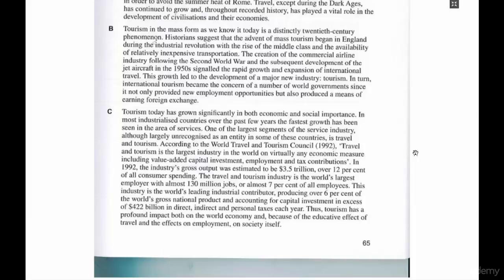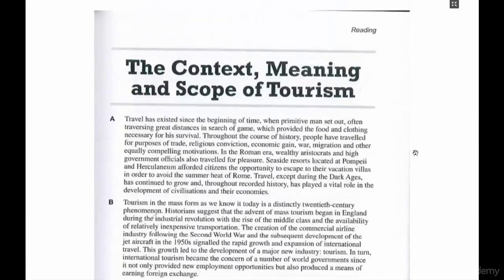If I were doing this question during the exam, I wouldn't even go any further because I know what this paragraph is about. We have a very, very clear topic sentence. It's going to talk about tourism growing economically and socially. But for the sake of it, look at our last sentence. Thus, tourism has profound impact both on the world economy and because of the educative effect of travel and the effects of employment on society itself. Second sentence says, in most industrialized countries over the past few years, the fastest growth has been seen in the area of services. All right, so it's about growth economically and socially.